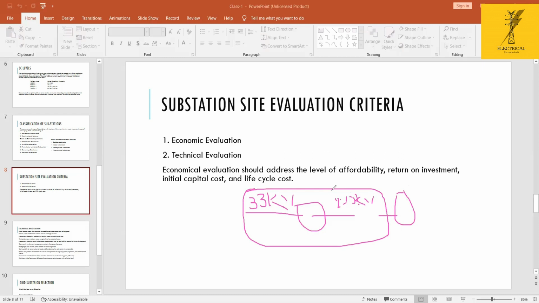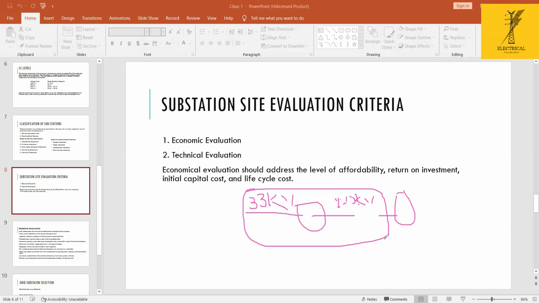So now, to start this work, I have to select the substation location, right? Which location is good for me with respect to some points. I have to consider, oh, this is a good location for my project. So what are the things we have to consider when you are selecting the substation location?